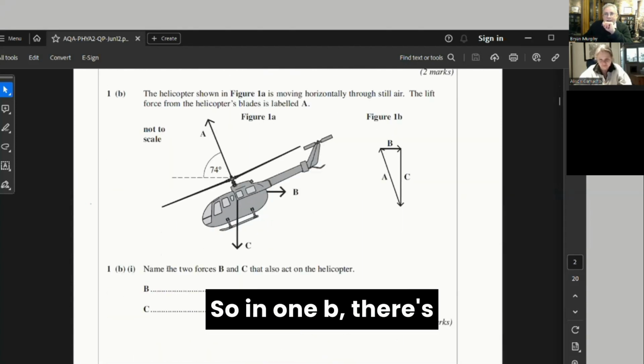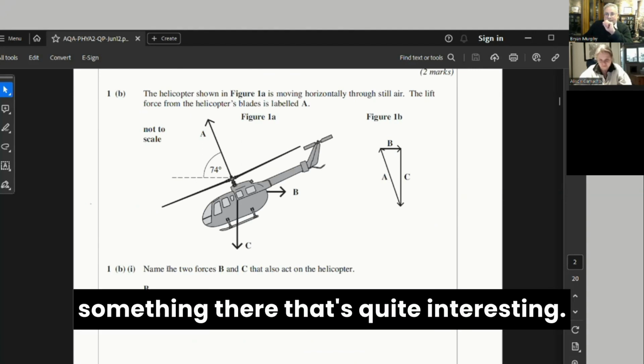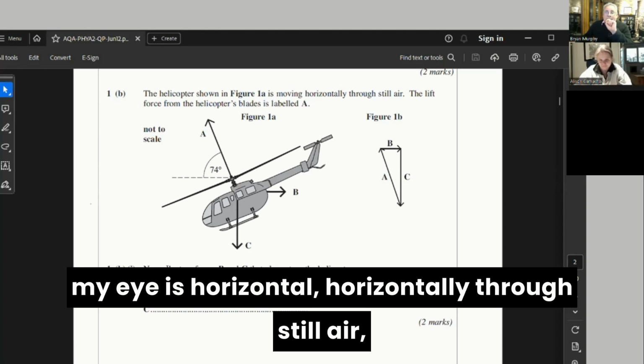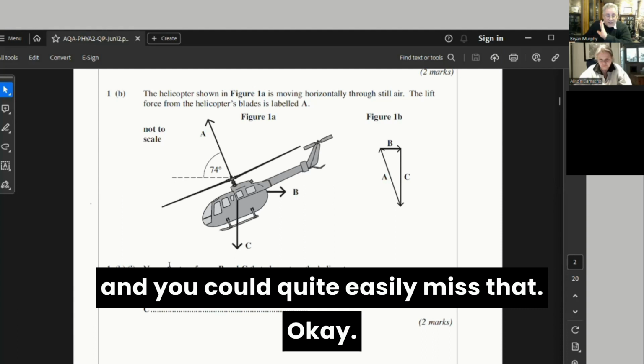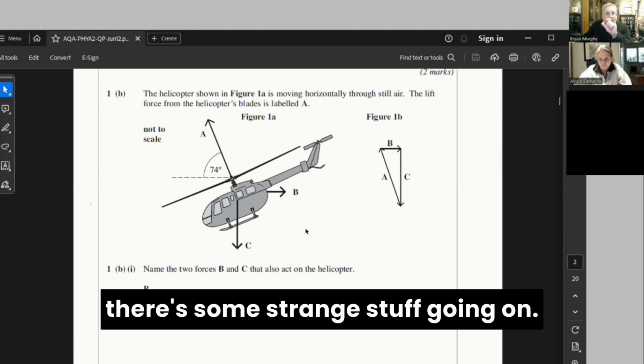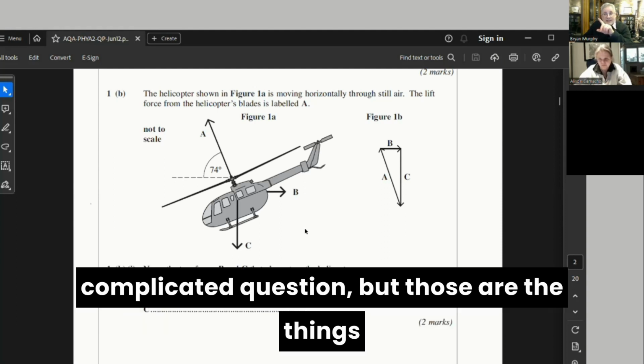So in 1B, there's something there that's quite interesting. Just the one sentence. The word that caught my eye is horizontal. Horizontally through still air. And you could quite easily miss that. Okay, if it's not going horizontally, then there's some strange stuff going on. So that might be a slightly more complicated question. But those are the things I think that you were talking about.